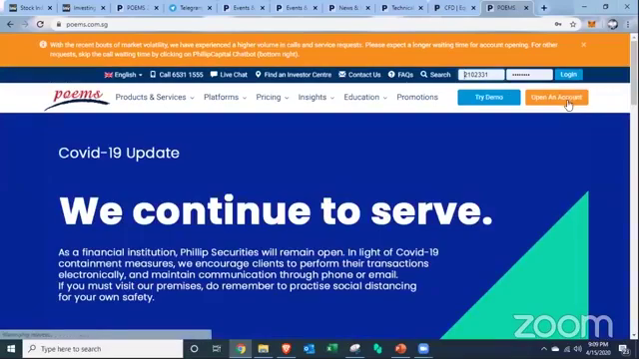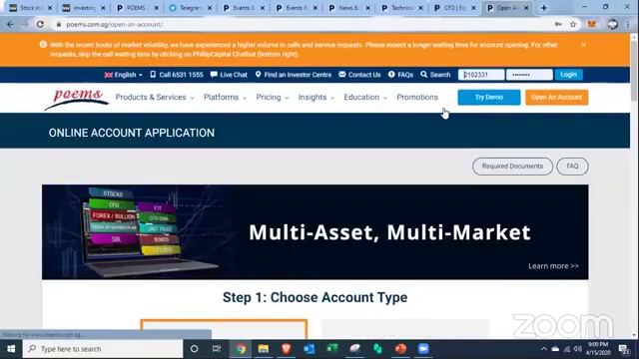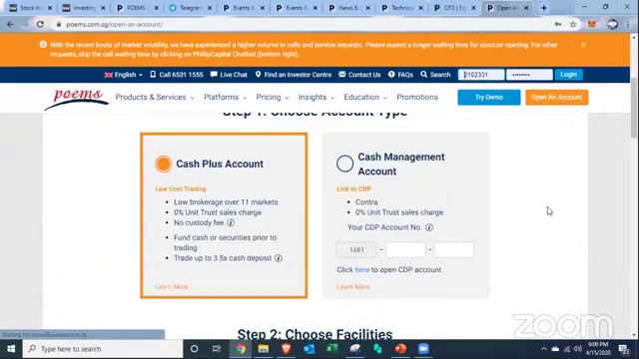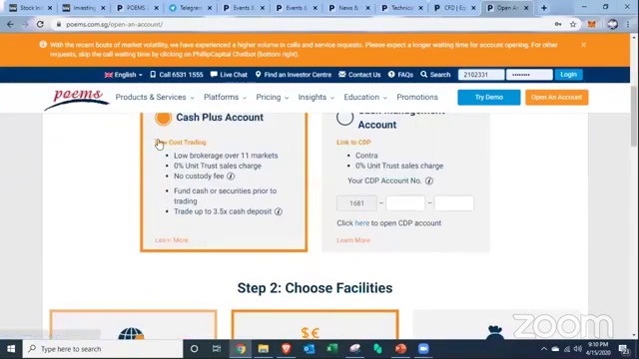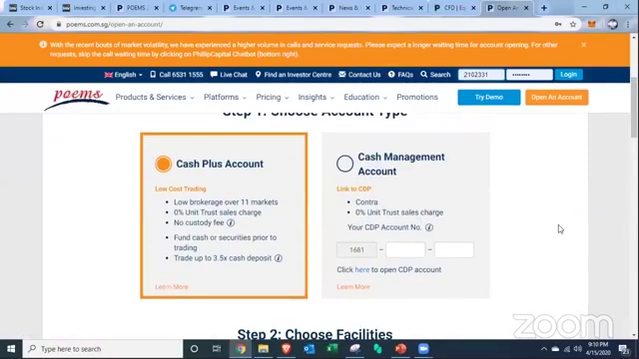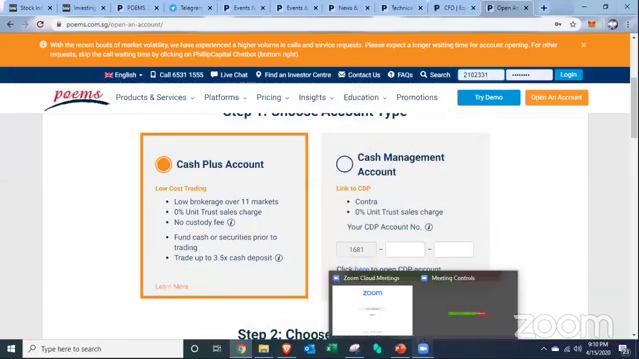Then over here you can click open an account. Then you can select the account type. As I mentioned, the most popular account now is actually the Cash Plus account, where you enjoy much lower trading brokerage. This is an account that most people are opening for low trading costs. If you want to link to your CDP, then you open a cash management account. That's our normal standard account. So you can see over here.